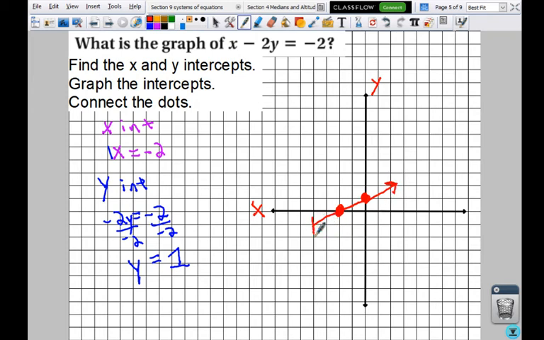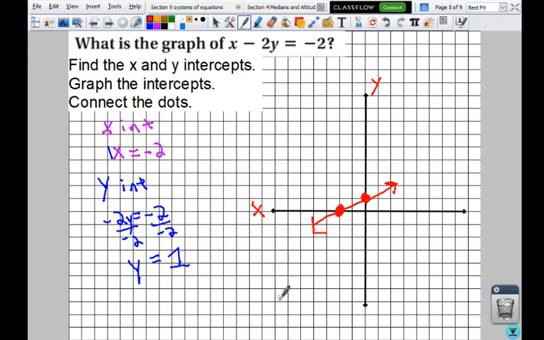For standard form, we really only put 2 dots. So in point slope and slope intercept, we kind of followed our slope. On standard form, you just make your dots on your axes and connect them. You don't have to do anything else with them. So these are probably the easiest to graph, I think, because you just need the 2 dots on your axes and you connect them and you're done.